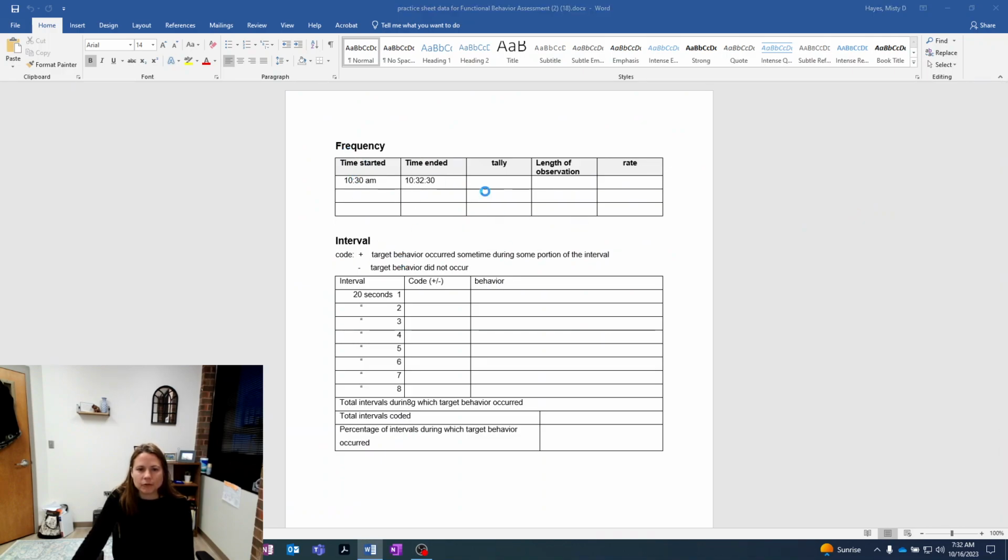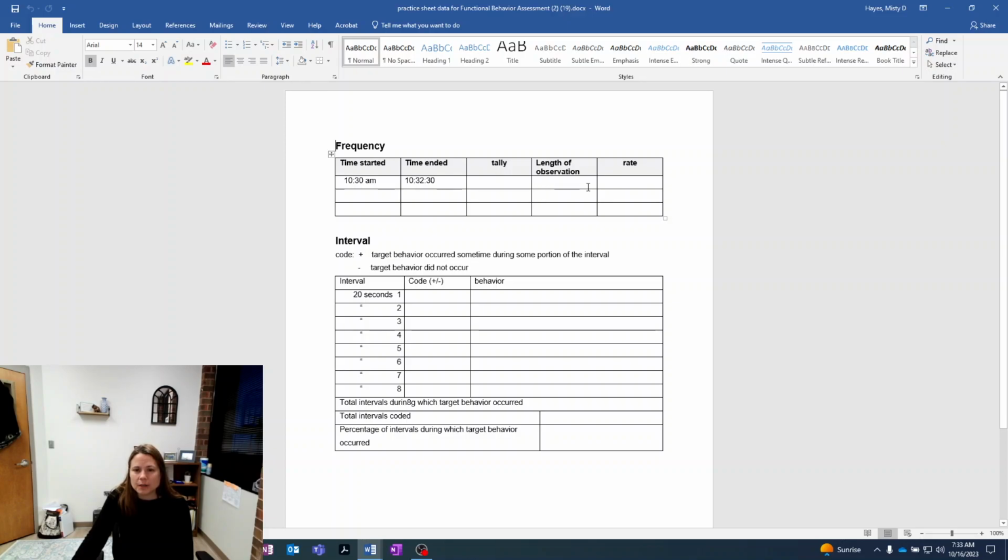So I said you're going to be doing the frequency data and the interval. What to note with the frequency data is that we're looking at how many times this occurred, frequency, in a given time. Frequency data is probably the easiest to get because it's not hard to understand. You put the time that you started and the time that you ended, which is the amount of time that you watched them, so you might use your stopwatch. And during that time, you're going to tally each time that behavior occurred.